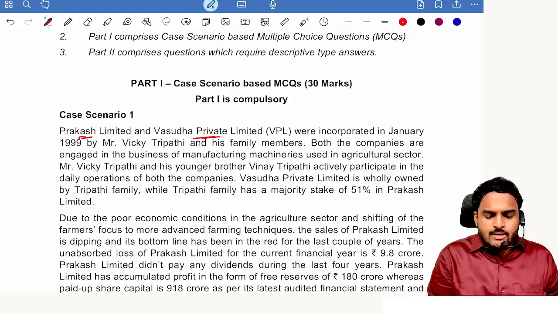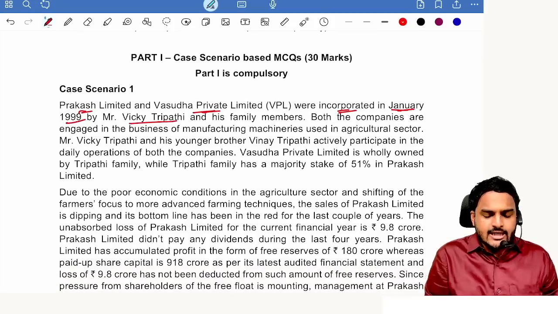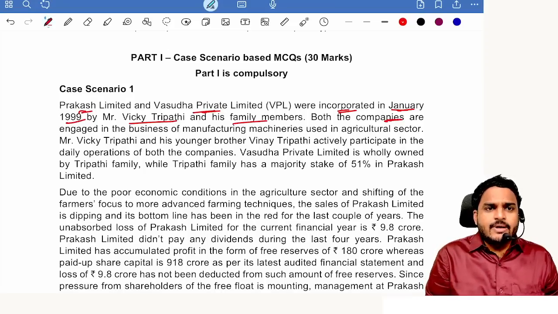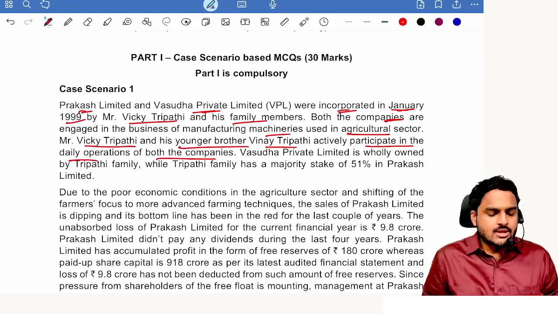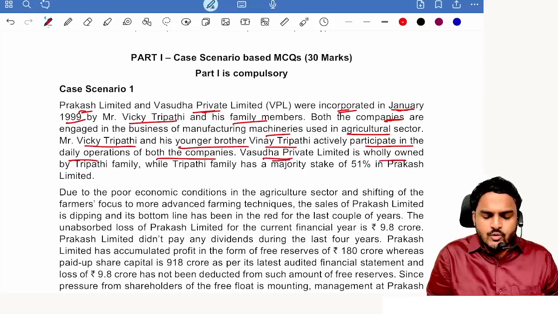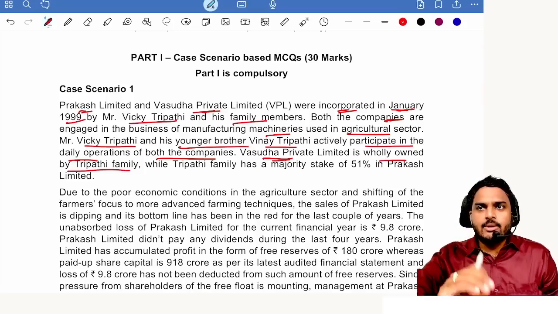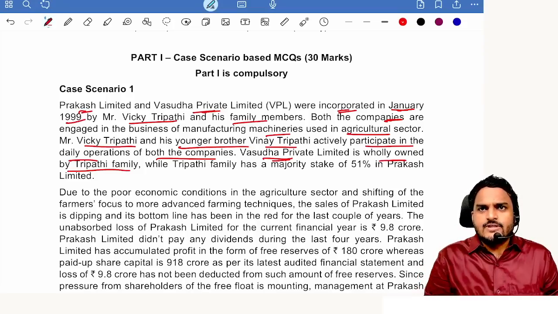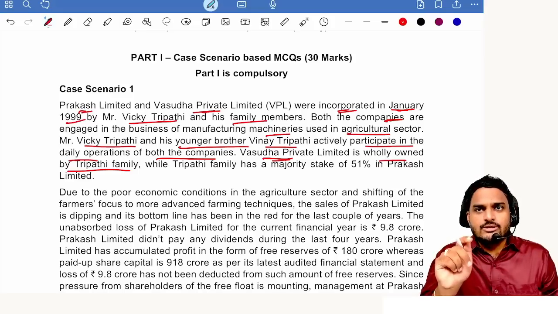Prakash Limited and Vasudha Private Limited were incorporated in January 1999 by Mr. Vicky Tripathi and his family members. Both are companies engaged in the business of manufacturing machineries used in the agriculture sector. Mr. Vicky Tripathi and his younger brother Vinay Tripathi actively participated in the daily operations of both companies. Vasudha Private Limited is wholly owned by the Tripathi family. That means it is not a subsidiary of a public company. First of all, 100% of the capital was held by individuals, the Tripathi family.